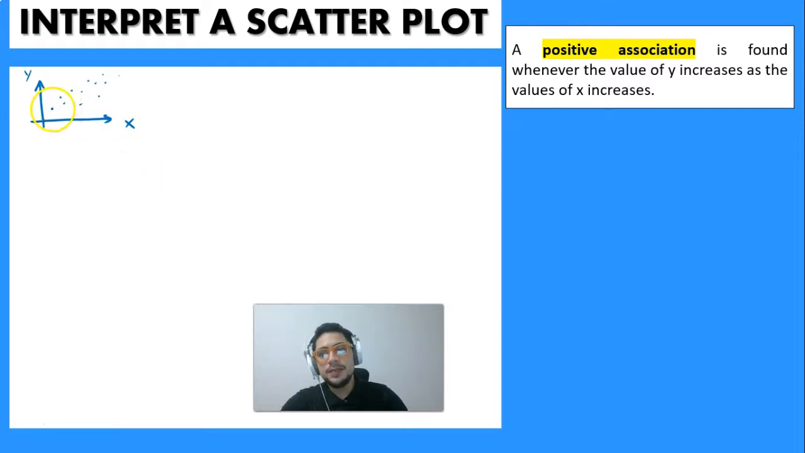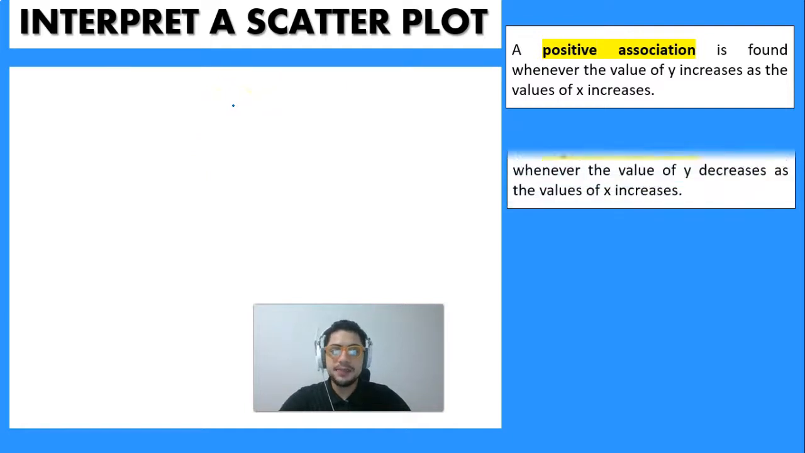So we see that in this case, for example, as the value of x grows, the general tendency is that the value of y is also going to grow. So there we have a positive association, right? We can have it a little bit more strong when we have a more defined line, or we may have a weaker one where we have more points. But regardless, that is going to be a positive association.